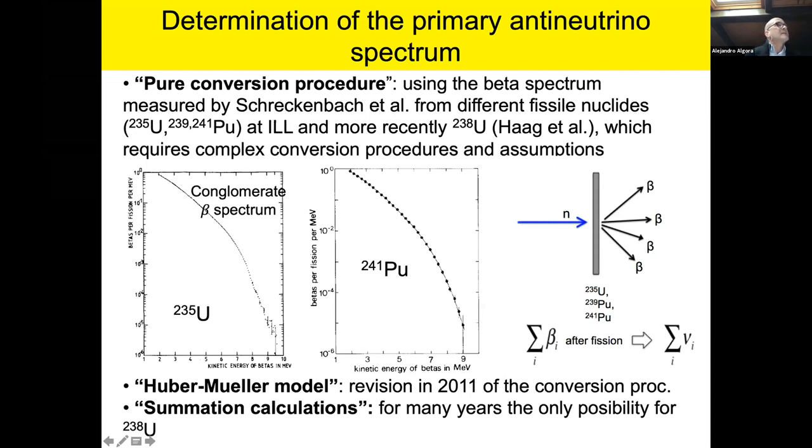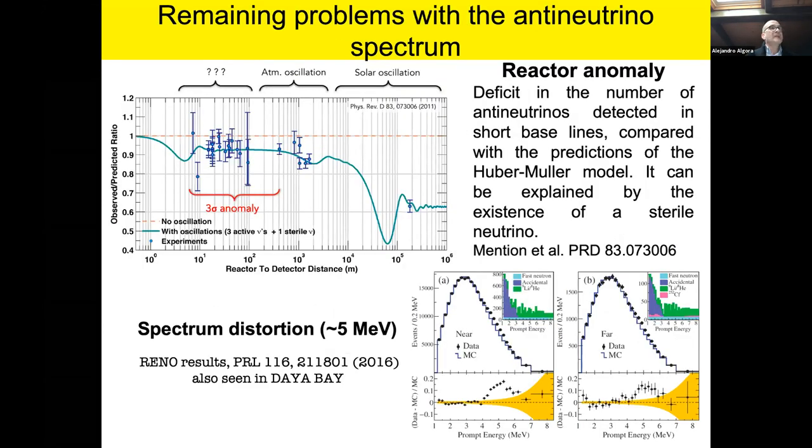This was a very important step for neutrino physics, and later there was a revision of this conversion procedure. It has become known as the Hubbard-Mueller model, which became the standard of reactor physics for calculating the antineutrino spectra. There is another alternative I will talk about later, which is more closely related to the work we are doing.